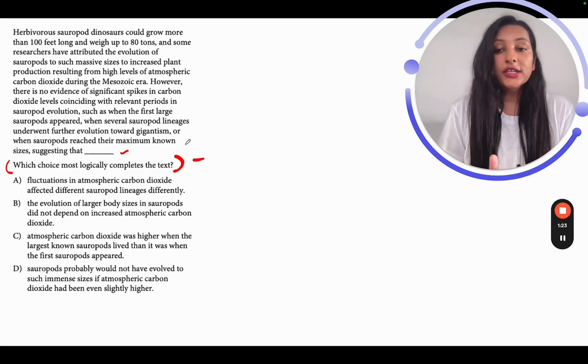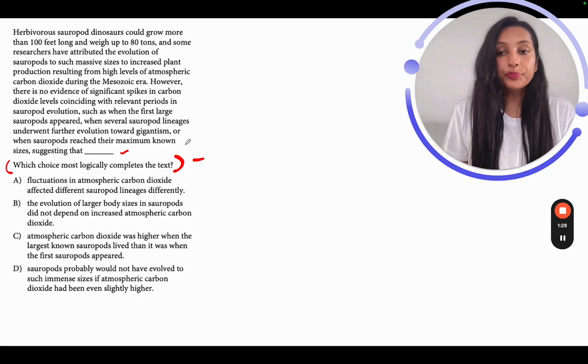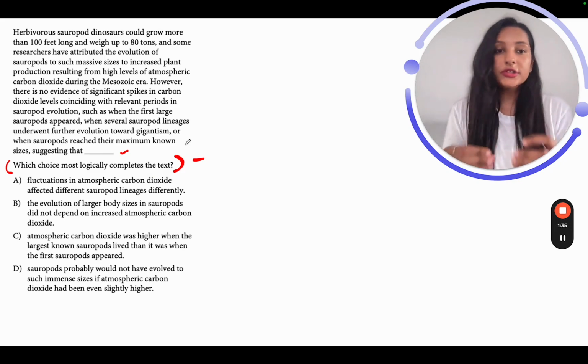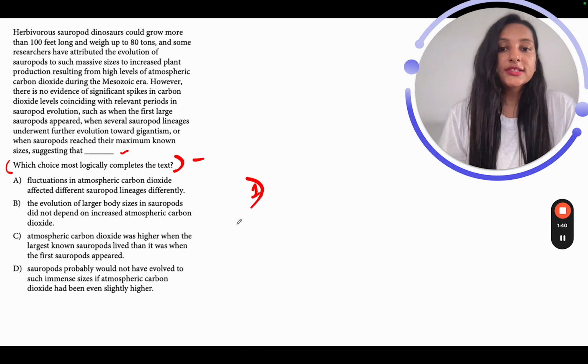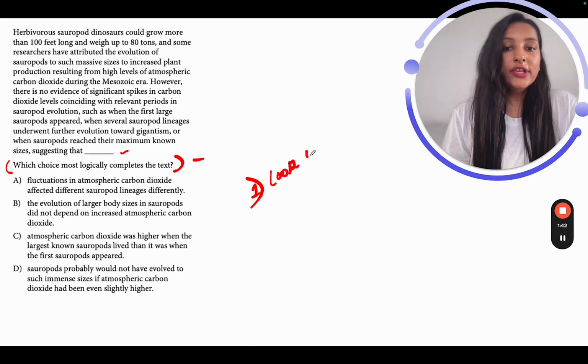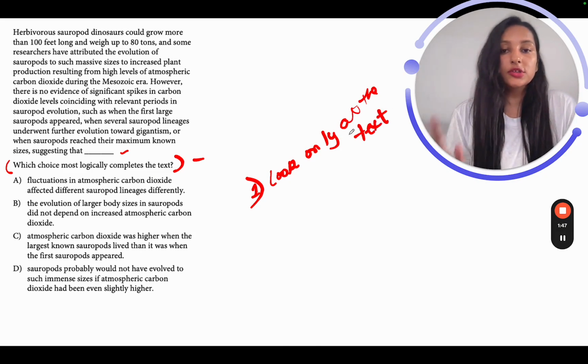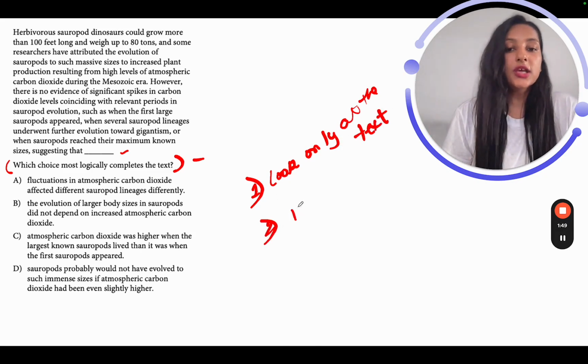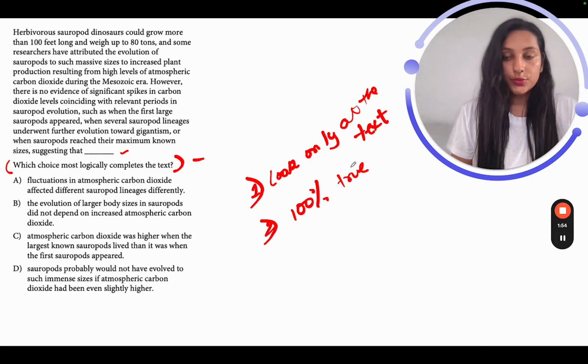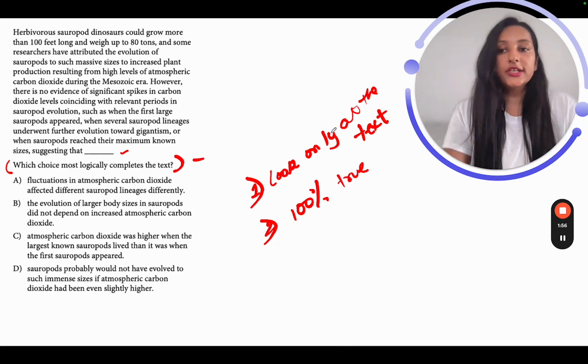Now, this is something that is going to be very obvious as per the statements given in the text, right? So the second thing is, whatever you pick up as your option should be something that makes 100% sense as per whatever is given to you, right? So the first thing is, look only at the text, right? Nowhere else, no outside information but the text. The second thing is 100% true as per whatever is given to you, right?